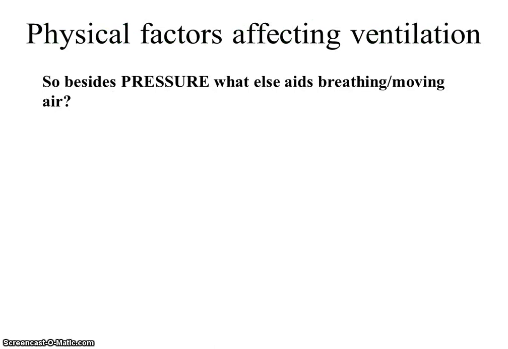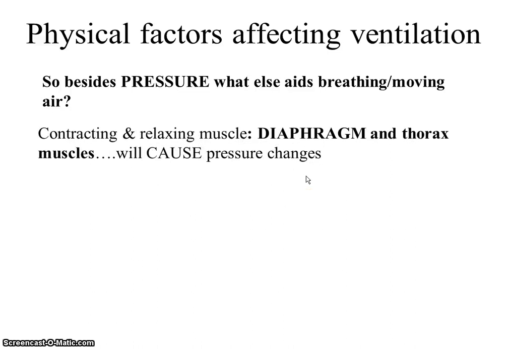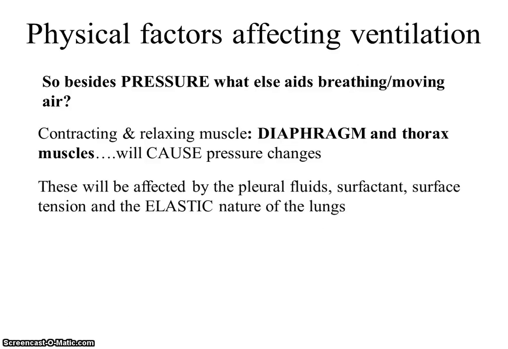All right, so physical factors affecting this movement. What else helps us move this air besides pressure? Well, contracting and relaxing muscles. This is really what changes the volume. The diaphragm and the thorax muscles, all right? There are some intercostals, in between the ribs themselves. And then there are some that attach to the costals, like the pectoralis minor and the sternocleidomastoids, right? They can assist with these pressure changes. They will be affected, all right?